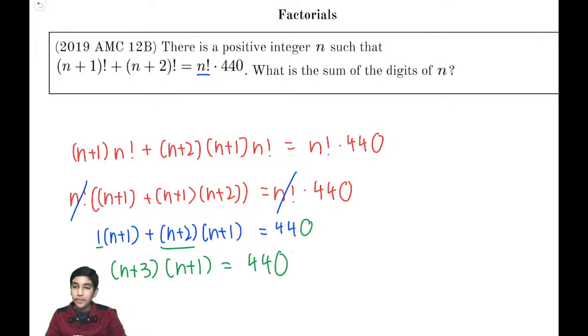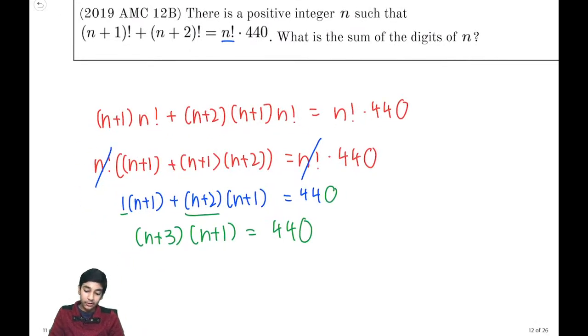Okay, so now what can we do from here? Well, one way is just to go on a bash and prime factorize 440 and then keep writing out all the factors of 440. But that would take a long time, and there's a really good chance of making an error. There's actually a much cleverer way of doing this.